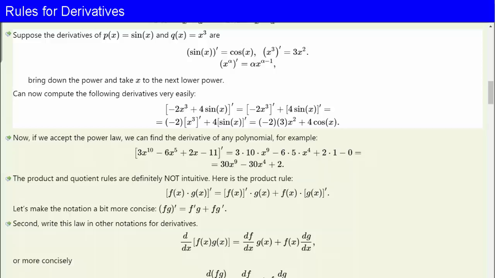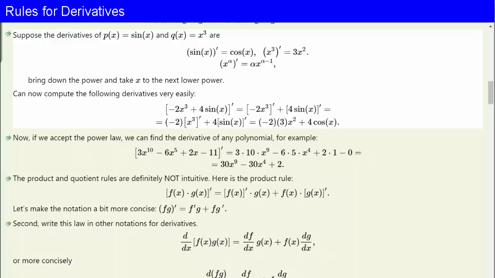In fact, let's just admit now that very shortly we shall prove the famous power law that the derivative of x to the alpha is alpha x to the power alpha minus 1. Or in words, bring down the power and take x to the next lower power. If you will accept these facts for now, then we can compute the following derivatives very easily.